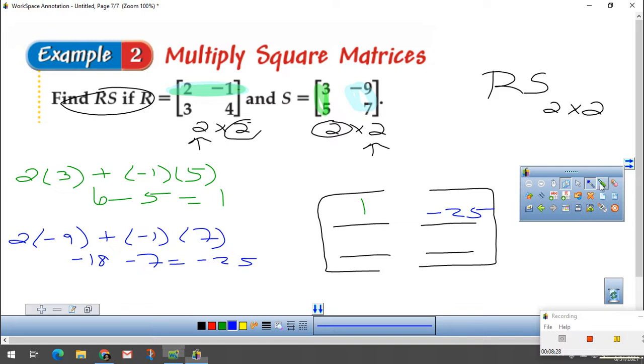And so now we can move past the first row. We'll change to pink. So now we're in the second row, but back in the first column. So that would mean I'd have to multiply 3 times 3 plus 4 times 5. So that would give me 9 plus 20, and that would be 29.